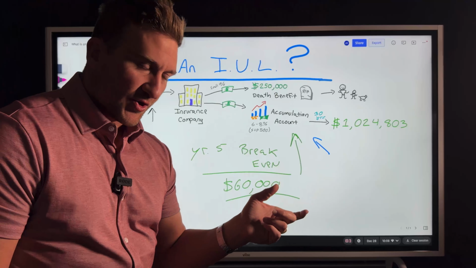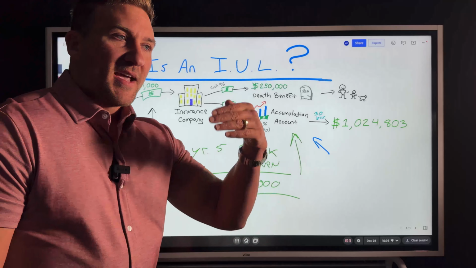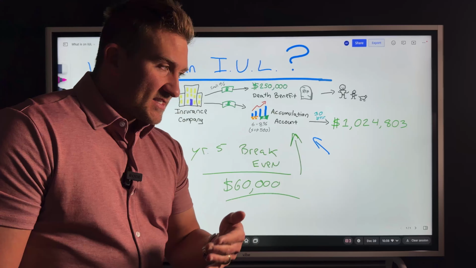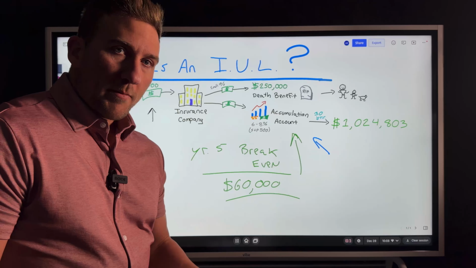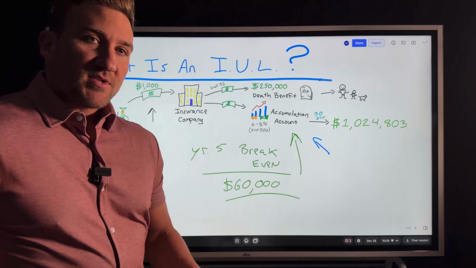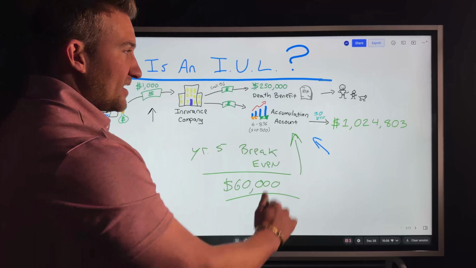His internal rate of return at about year 5 has now shifted from negative to positive, and he's now printing money essentially for free. It's like a savings account on steroids. Instead of getting 0.01%, John's getting 6 to 8% in his account. He's getting access to it tax-free. And then when he passes away, he's going to leave a ton of money.